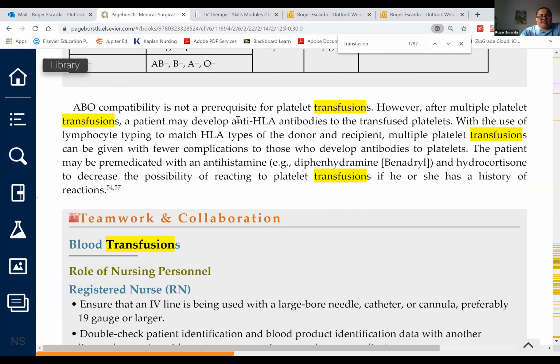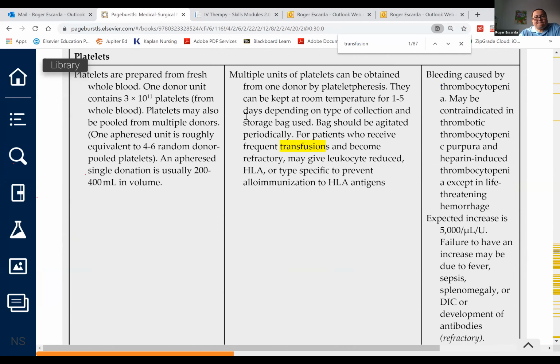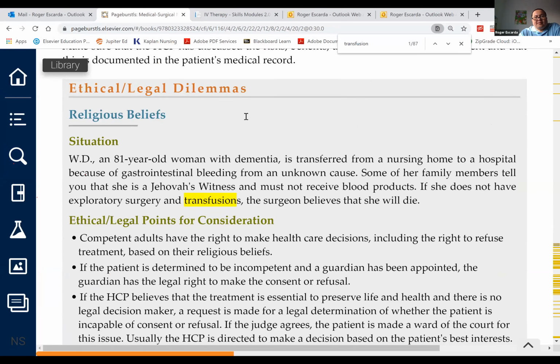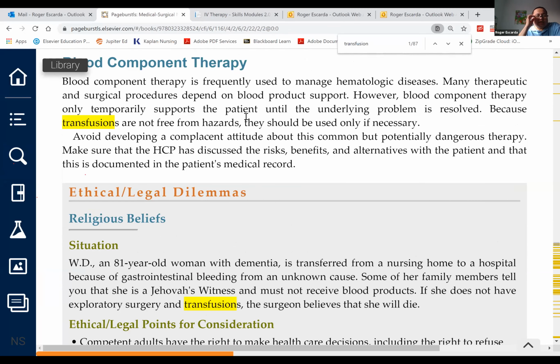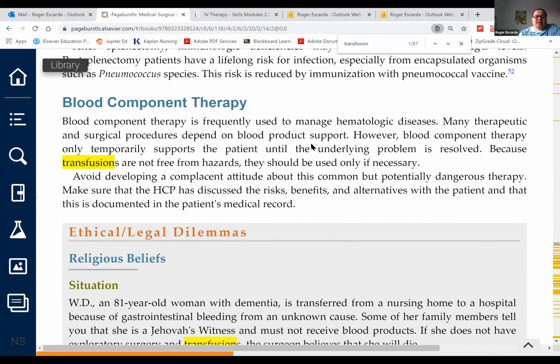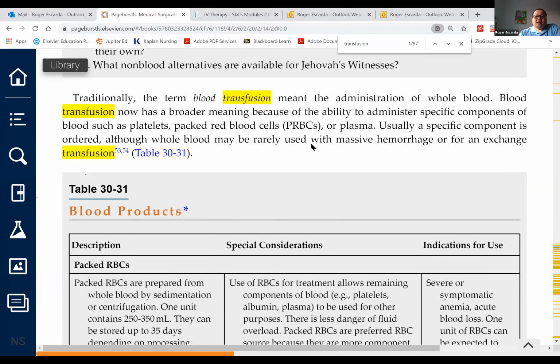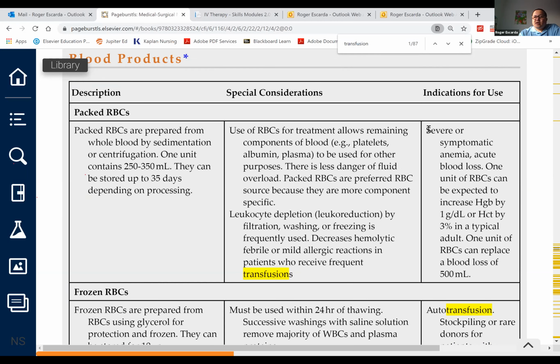All right, this is your textbook. Blood transfusions. All right, so we saw how to initiate IV therapy, hang a start IV infusion. So now comes blood component therapy. These are the indications for your blood products, table 30-31, page 648. So packed red blood cells, these are what they're used for.